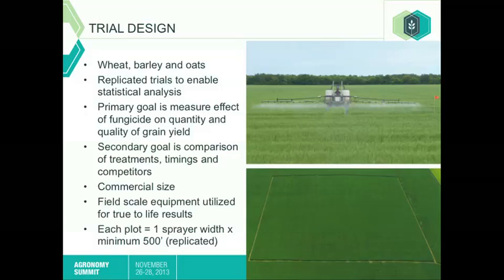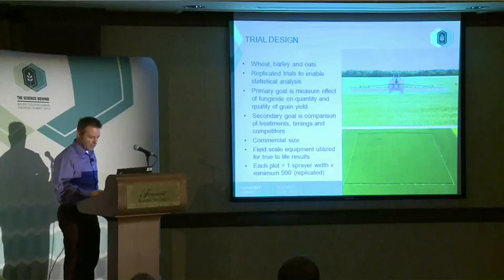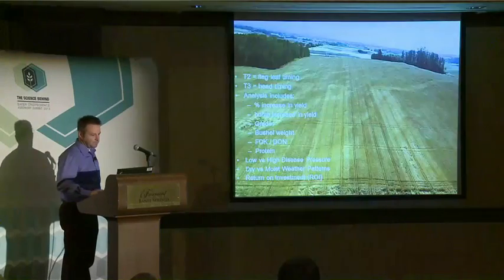They are commercial size. For example, right up here, this is the spray rig that I use. It's a 3-point hitch with a 42-foot boom. Some of the newer sprayers we got have a 48-foot boom. We're doing one sprayer width by 500 feet absolute minimum to try and get into that commercial size scenario. And then at the end of the year, we'll put it through a combine and get the results. So we're trying to be as true to life under commercial, real life conditions as we can get, and I think we've been fairly successful with this design.